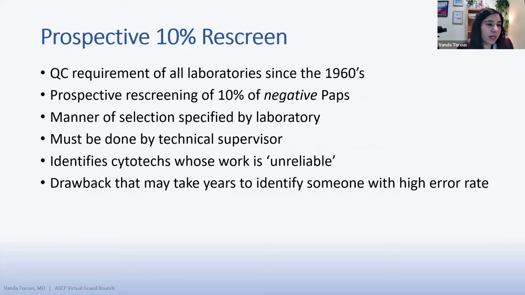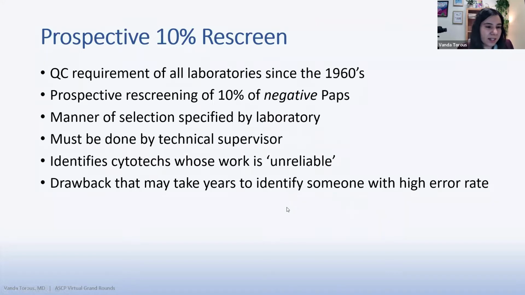Now, what is this good for? So it identifies cytotechs whose work is unreliable. And I don't want this word to have a negative connotation to people. We're all human, we all make errors. But one thing that we want to see with really anything in quality assurance is if we can identify trends. So if we see that somebody is consistently making errors, if they're consistently undercalling things that may be better as ASC or SIL, then that's something that we have to address.